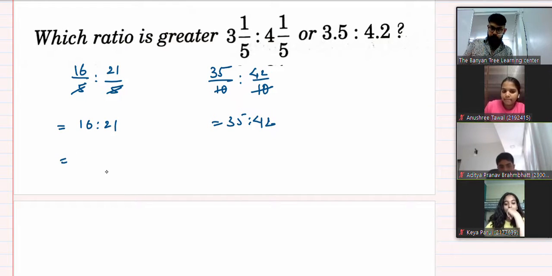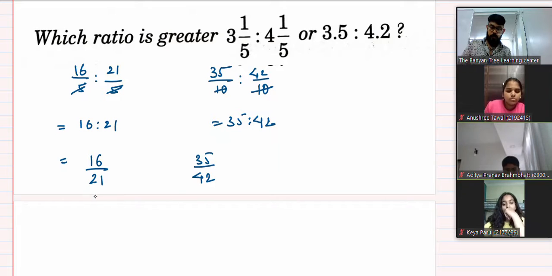Okay. Now we'll write this again in fractional form, because we see the denominators are not equal. 21 and 42, we have to make them equal, so their LCM is 21 into 2 will be 42. Yes, so I'll multiply 2 with the second ratio.